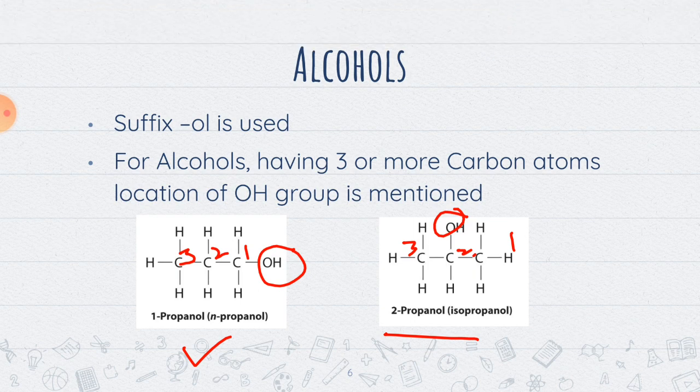So for alcohols, the organic compound having 3 carbon atoms or more than 3 carbon atoms, the position of OH group will also be mentioned.